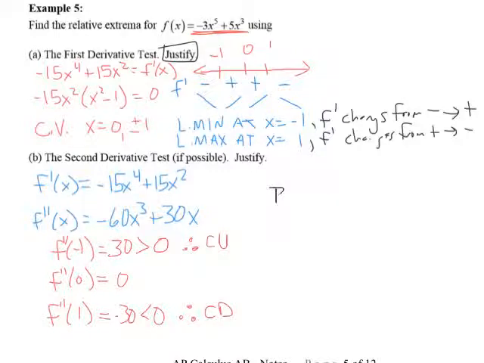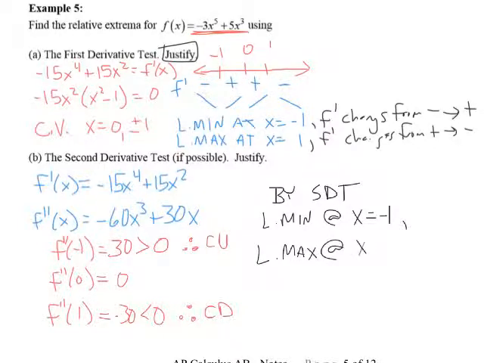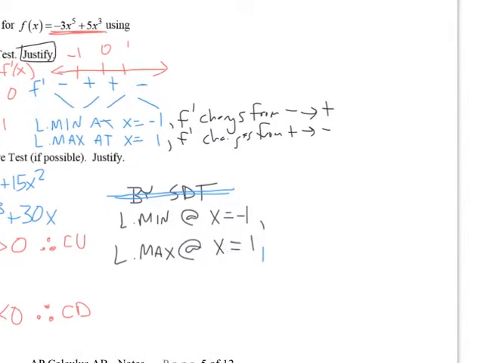Drawing our conclusion by the second derivative test, we have a local min at x equals negative 1 and a local max at x equals 1. And if you don't remember the name of the test, you can always create alternative justifications, which is using what you found.